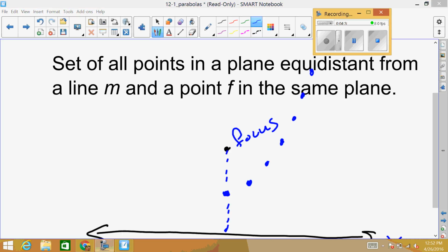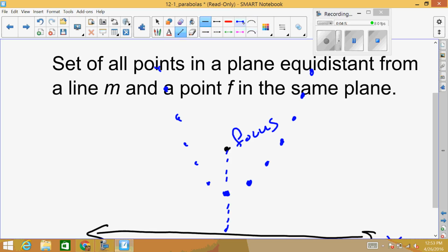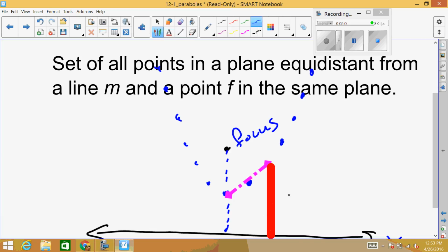And, well, I know that if I go to the left, it's going to follow the same pattern, which means that my parabola should have symmetry. My drawing here is not real great, but if I pick any point on that parabola, it would be connected because it's a continuous function. But if I pick any point on this parabola, this pinkish purple line should be the same length as this red line because it's the same distance.